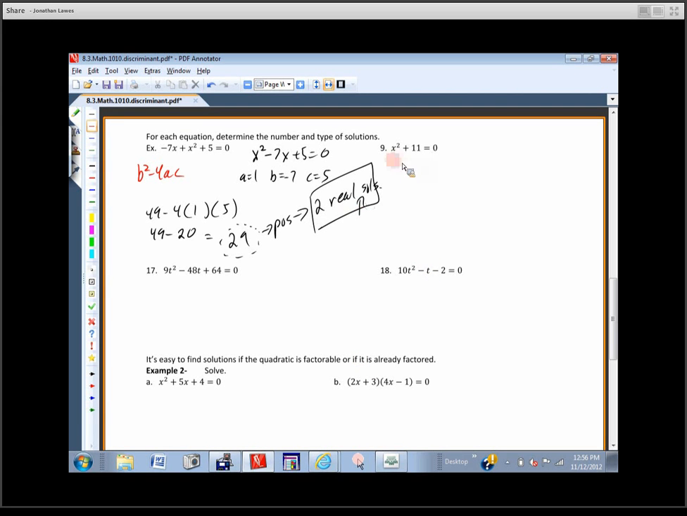Is this written in the correct order? It is. What's A? A is 1. Thank you very much. I'm listening to Christian too much. Okay, B is 0 and C is 11. So if I do B squared minus 4AC, this is going to be 0 minus 4. Again, can't screw this up. 1 and 11. What is the value of the discriminant? Negative 44. In our minds, we think, hey, that's negative, 2 imaginary.